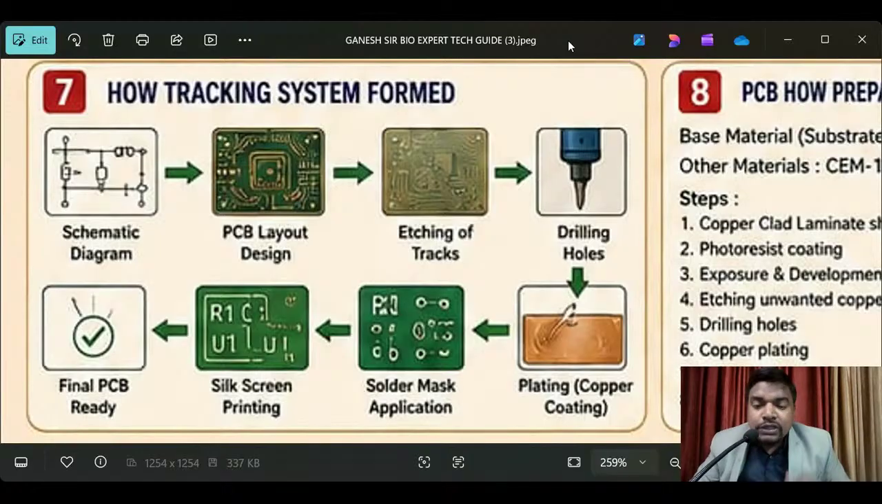Sometimes many engineers say, sir, if I touch the board then I will get a shock. As a technical biomedical engineer, why do you think like that? If you know the protocol and the basics, then definitely you will be a skilled engineer. So this is how PCBs are formed. First of all, see this here and observe very clearly, then you will definitely get it.